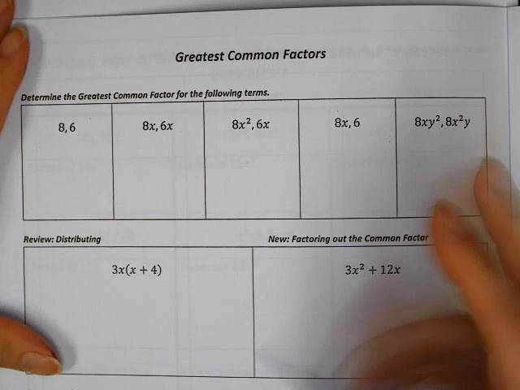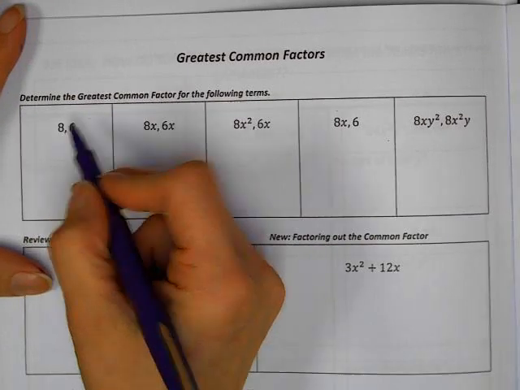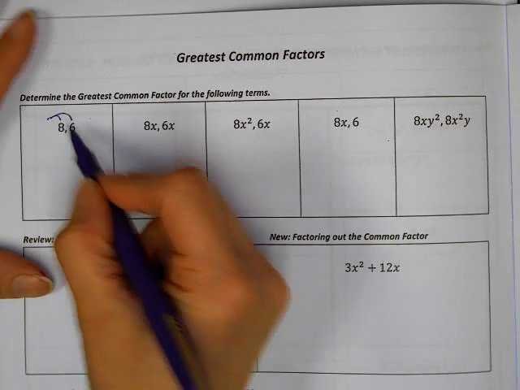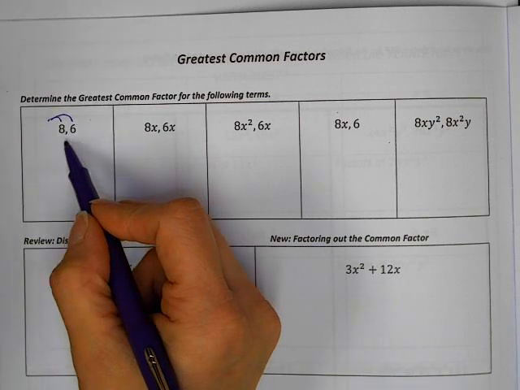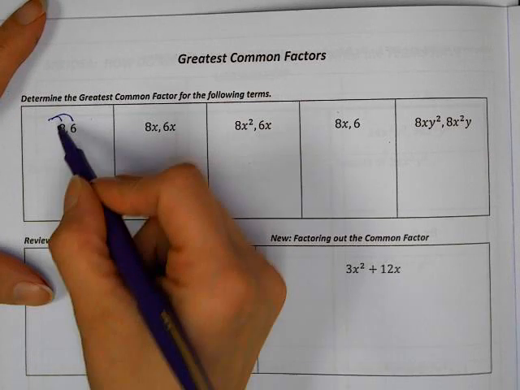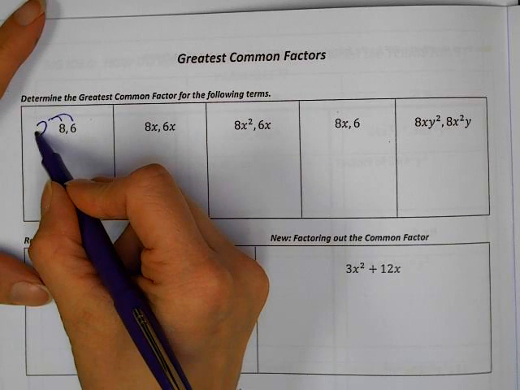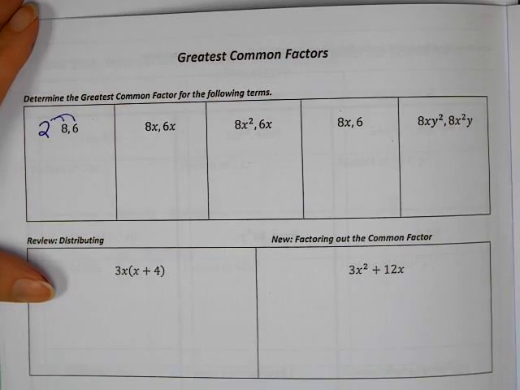If you have two numbers, 8 and 6, I could take a number out of both of them. The biggest number that I could take out of both of them, I can't take a 3 out. 8 doesn't divide by 3. I can't divide a 6 by a 4. The biggest number that they both have would be a 2. I could factor a 2 out of them. Okay, this is just a warm-up for factoring.